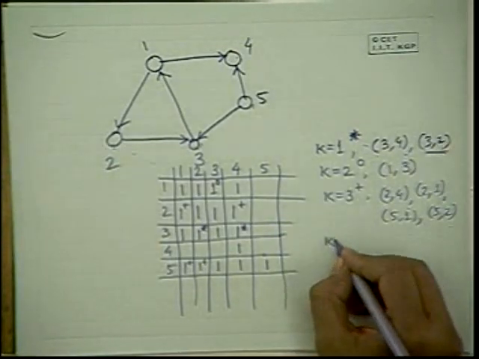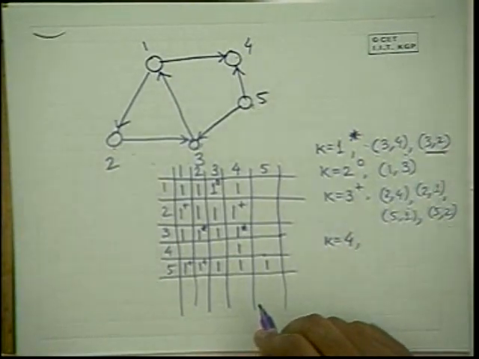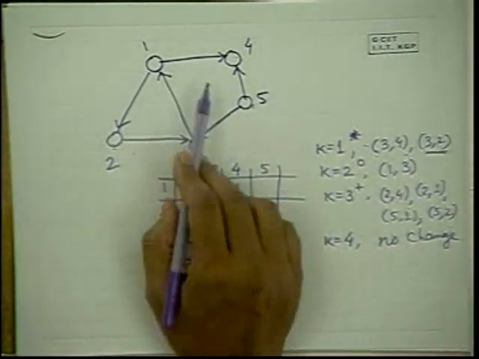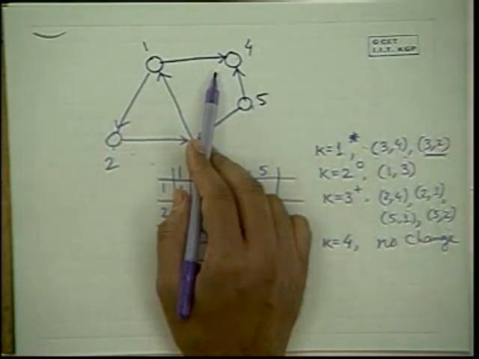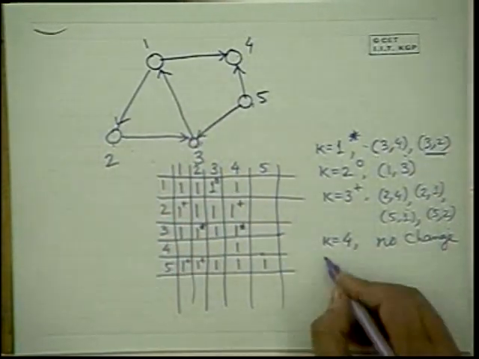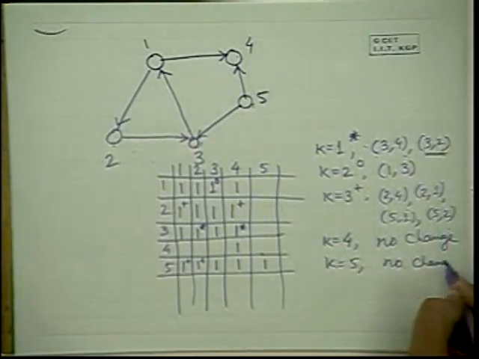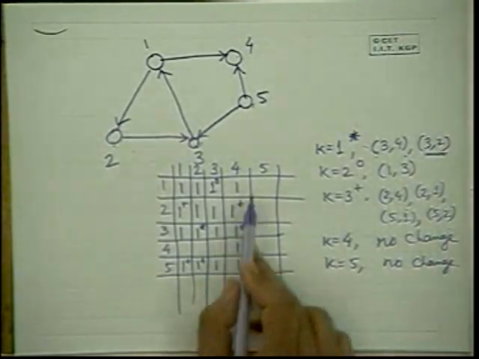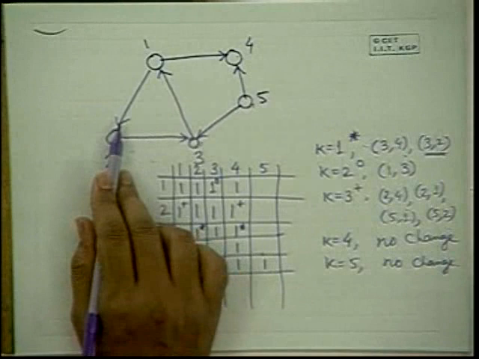So next iteration k is equal to 4, you will see for k is equal to 4 there is no change. Nothing will be set now. Because there cannot be any path, every path must terminate in 4. 4 cannot be included in between the way the graph is drawn. So that's why no change. K5, next iteration, again you will see there is no change. And the algorithm terminates.